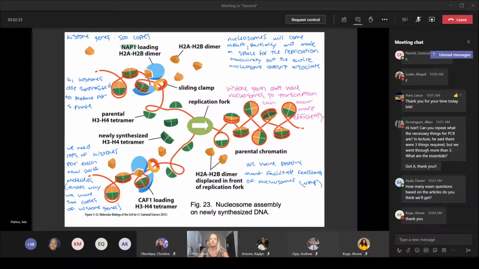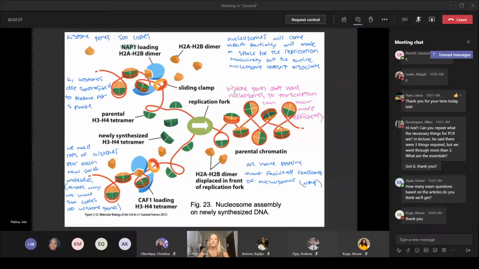They'll only partially come apart to make space for that replication machinery. So he gave the example of this H3, H4 tetramer still bound to that DNA. So it's not completely coming apart. So some are still being left on that DNA.